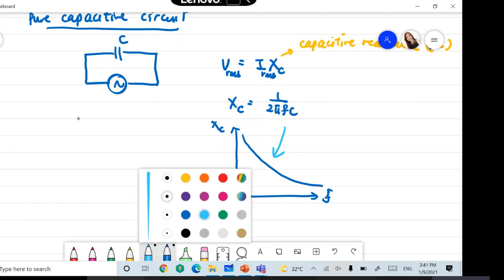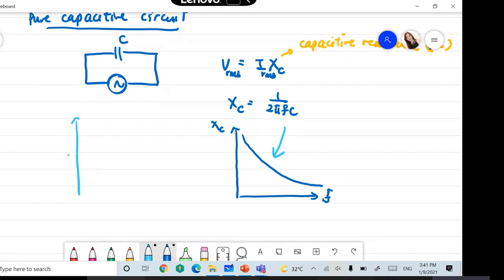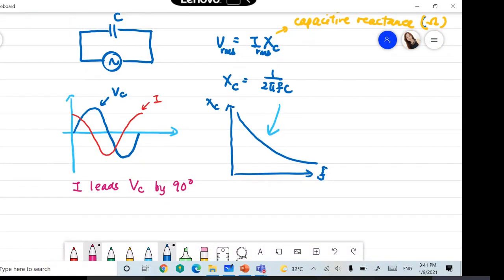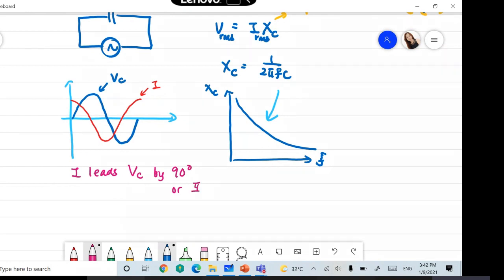If let's say you are using an oscilloscope to observe the waveform, it is found that the voltage across the capacitor is still in this form, VC, but the current flow in the capacitive circuit will actually lead. This is the current. So we will say that I leads the voltage across the capacitor by 90 degrees. By 90 degrees means pi over 2 radian.